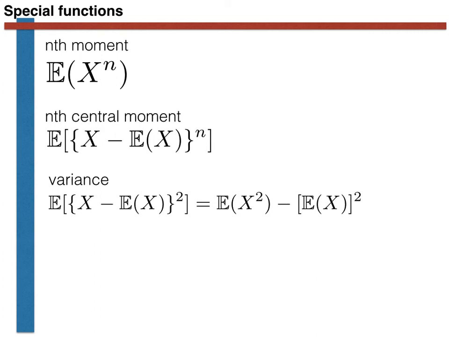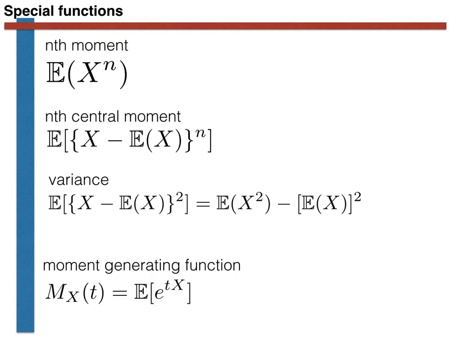We can even have expectation values that are themselves functions. A particularly important one of these is known as the moment generating function M_X(t). This is calculated as shown here. You take the expectation of e to the t, which is the parameter of the moment generating function, multiplied by the random variable X.